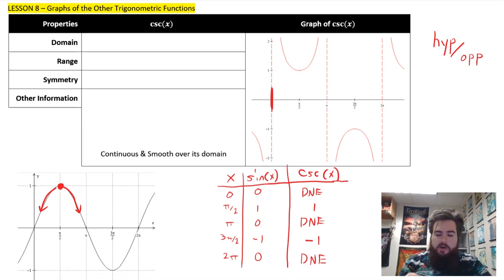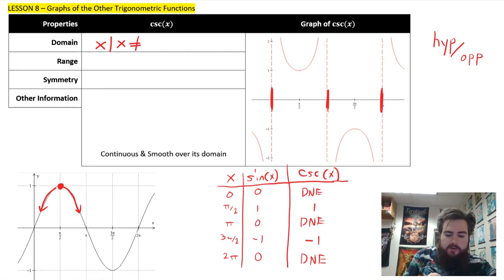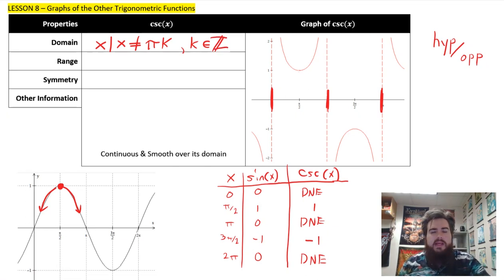They show up at 0, at pi, at 2 pi, and you can probably expect that the next asymptote would be at 3 pi. Therefore, the domain would be all numbers except where we have those asymptotes. One way of denoting that in set notation would be to say that x such that x does not equal pi times k, where k is an integer. That would be the set notation way of denoting this.